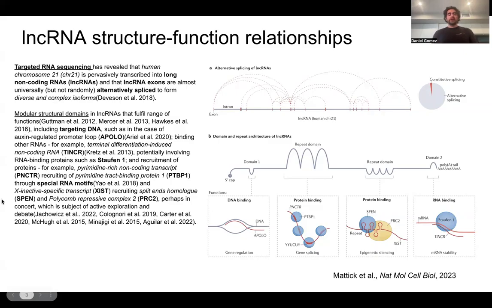And X-inactive specific transcript, XIST, recruits SPEN, the split ends homolog, and the polycomb repressive complex 2, PRC2. It's a polycomb repressive complex that acts. There's a bunch of them that repress the DNA, as well as XIST, the X-inactive specific transcript, which is a well-known gene.